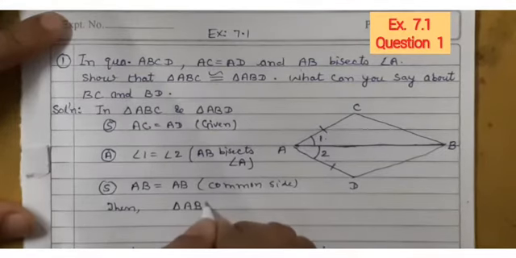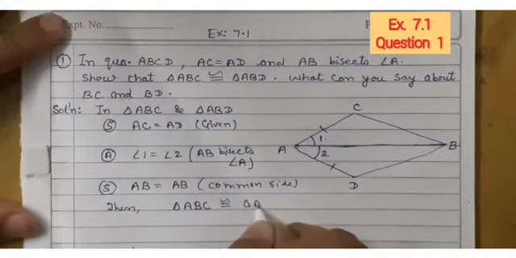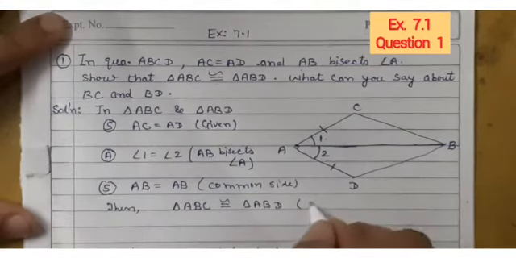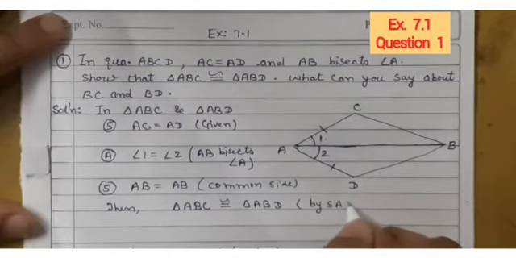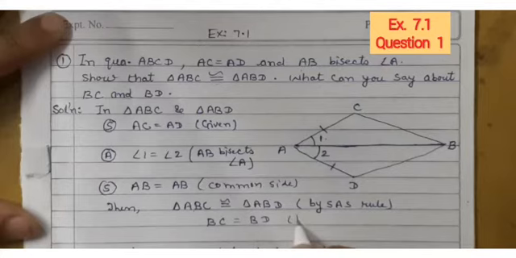Okay, then what you can say? Triangle ABC will be congruent to triangle ABD. What is the reason? That I have written here. SAS congruence rule. If both triangles are congruent to each other, then you can say BC will be equal to BD by CPCT. What is meaning of CPCT? Corresponding parts of congruent triangle. Again I am repeating, corresponding parts of congruent triangle.